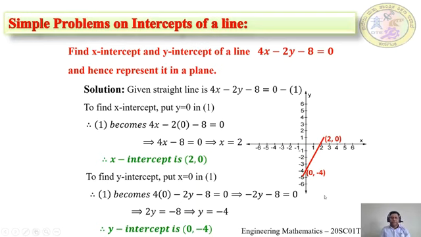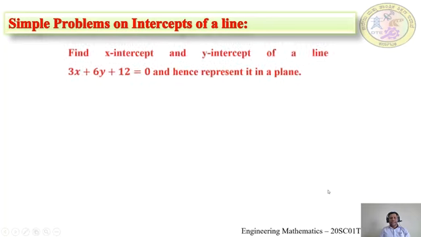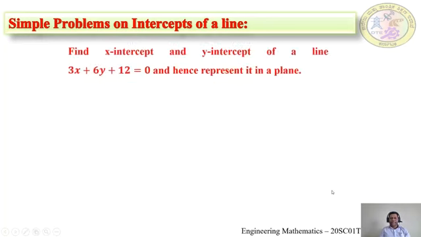Okay, now we will move on to the another problem. So that is also same type. Find x-intercept and y-intercept of a line 3x plus 6y plus 12 equal to 0 and hence represent it in a plane. Same thing, x-intercept find out ಮಾಡಿ, y-intercept find out ಮಾಡಿ, then represent it in plane.